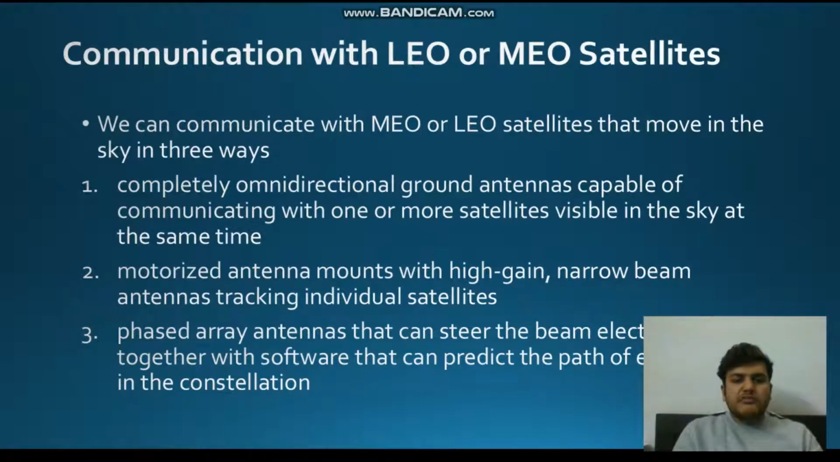Now, the communication with low Earth orbit or medium Earth orbit satellites. There are three ways we can communicate with the satellites. The first one is completely omnidirectional ground antennas capable of communicating with one or more satellites visible in the sky at the same time. The second one is a motorized antenna mount with a high gain, narrow beam antenna tracking individual satellites. And the third one is a phased array antenna that can steer the beam electronically, together with software that can predict the path of each satellite in the constellation.